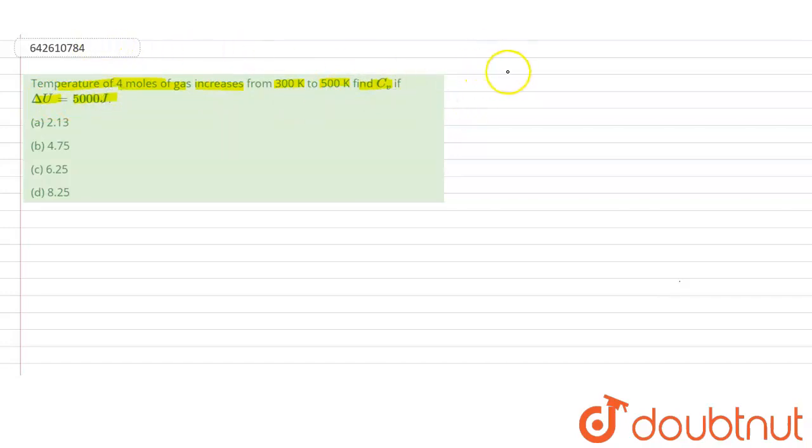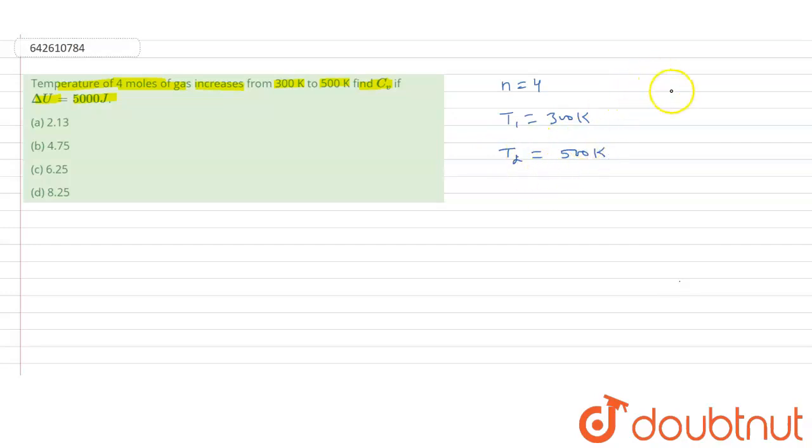So we have given 4 moles of gas. That means the value of n is equal to 4. And the temperature T1 is equal to 300 Kelvin. It is increasing from 300 Kelvin to 500 Kelvin. That means the second temperature T2 becomes 500 Kelvin.